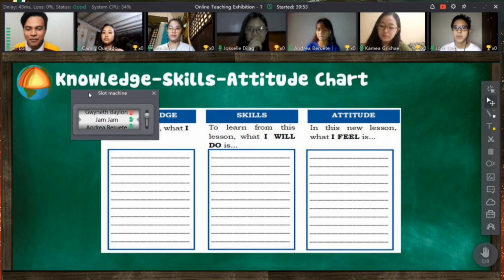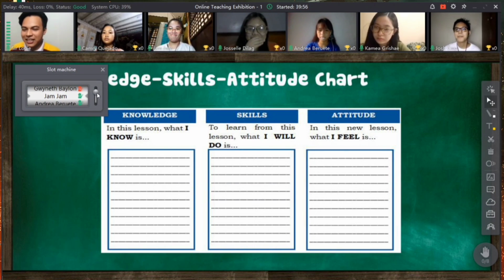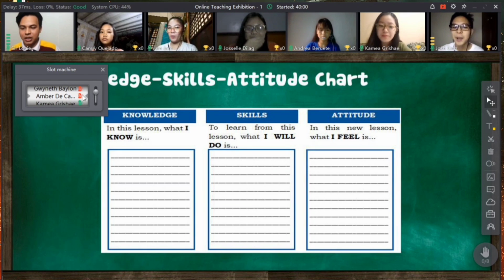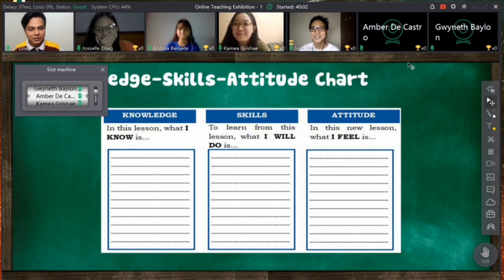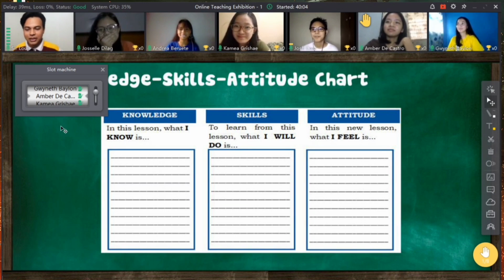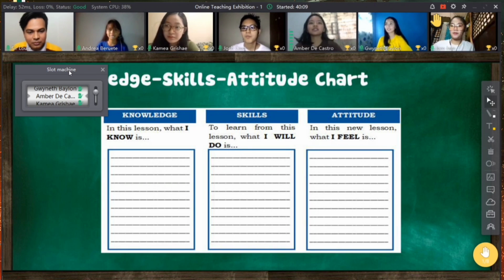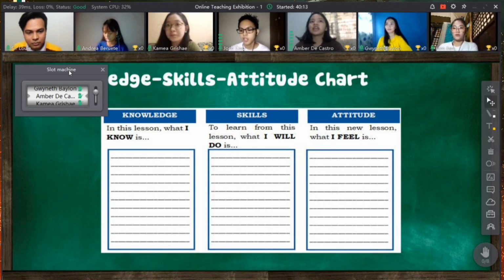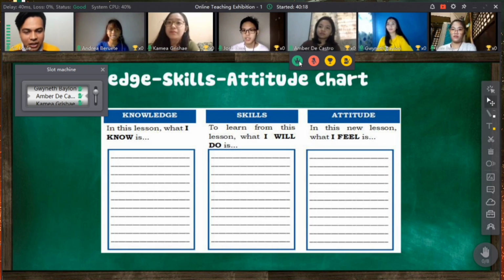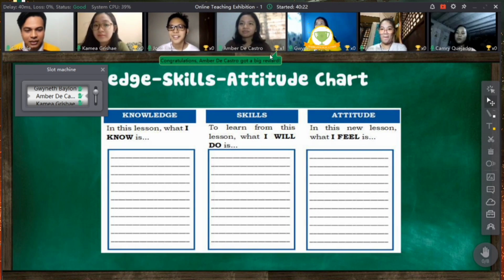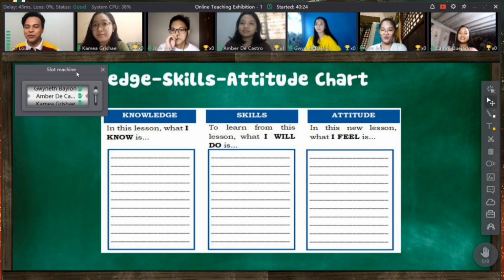Okay, so let us have the slot machine. So let us call Amber. So what do you know about this lesson? I know the basic layers of the Earth like crust, mantle, outer core, inner core, and the atmosphere. Okay, very good. So because you answered, I will be giving you a reward. Okay, so one trophy for Amber.